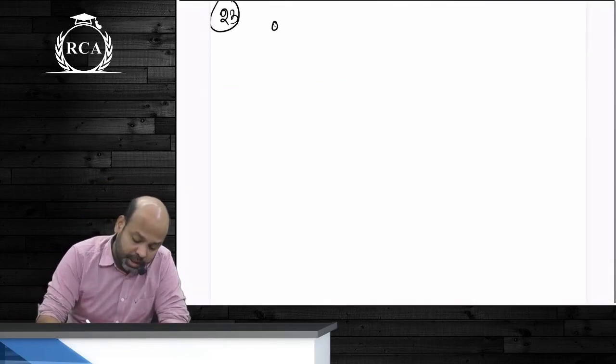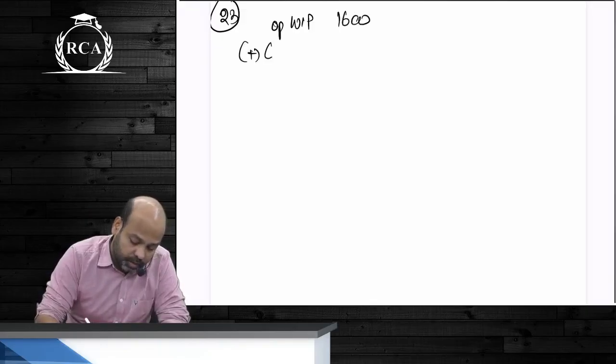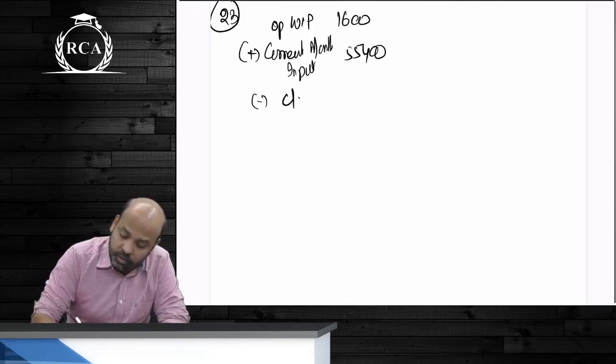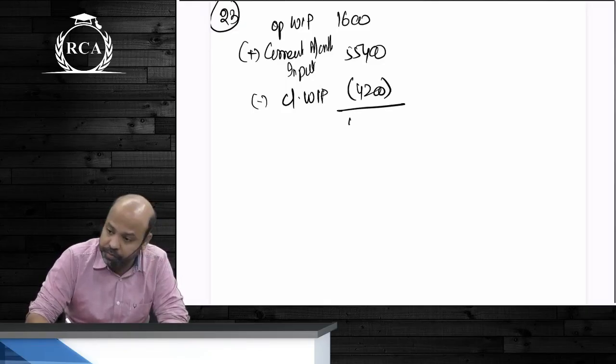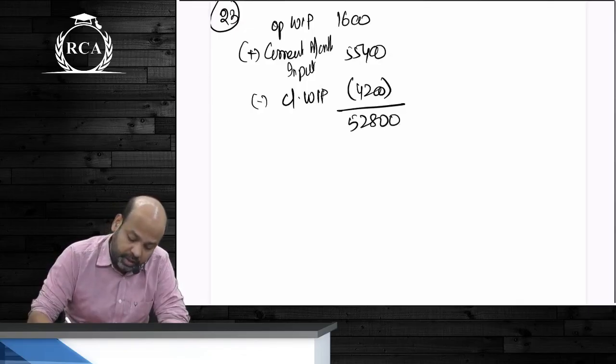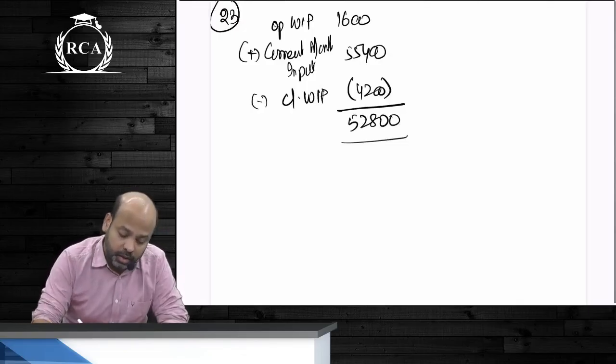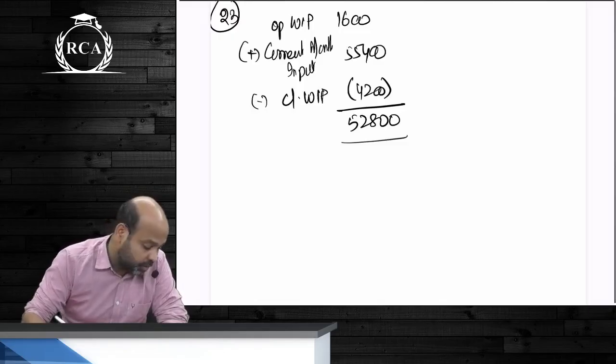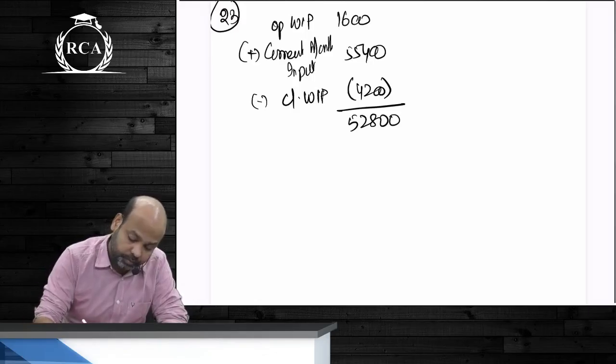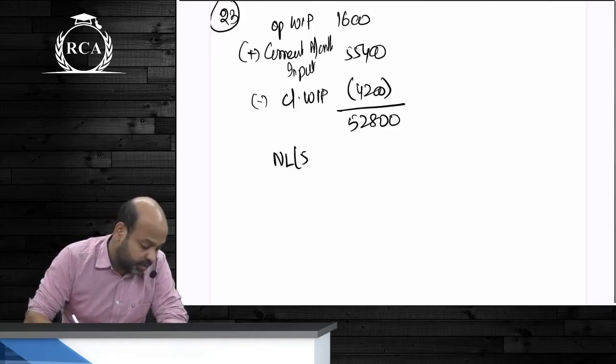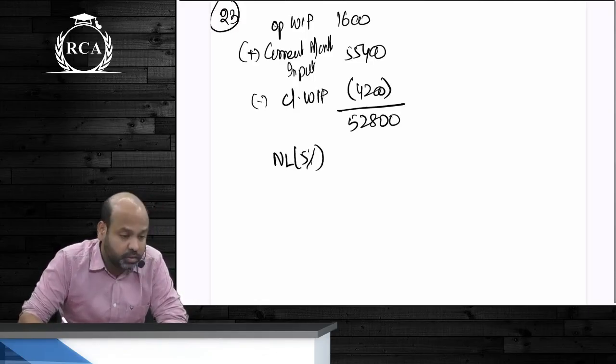So how much will it be here, beta? How much is opening work in progress? Current month input 55,400 minus closing work in progress, beta, how much will this be? 52,800. This we will call production, beta. Out of this, how much should be the amount of normal loss? Normal loss, guys, is 5% of this, beta, so that will be 2,640.